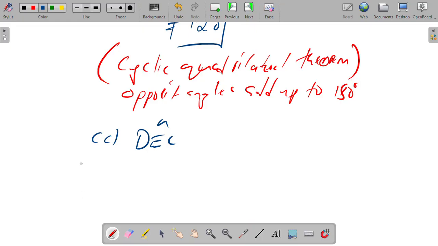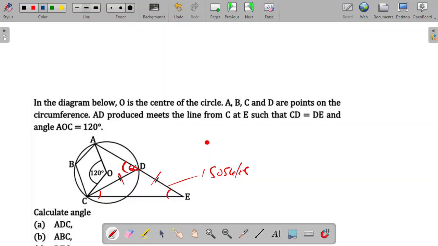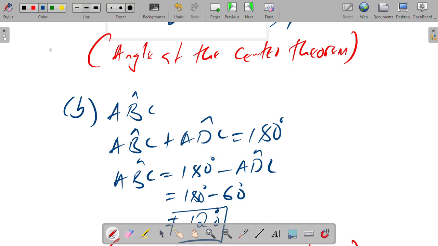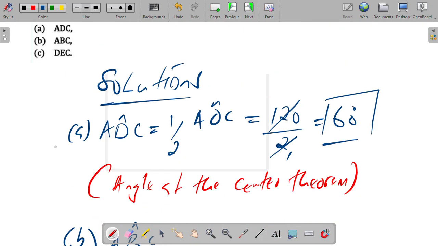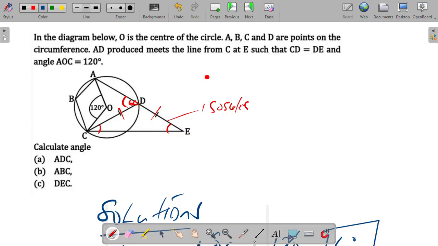Okay, since DE, okay, we know that CD is equal to DE. Okay, you see there in our question, CD is equal to DE. Okay, there's CD.